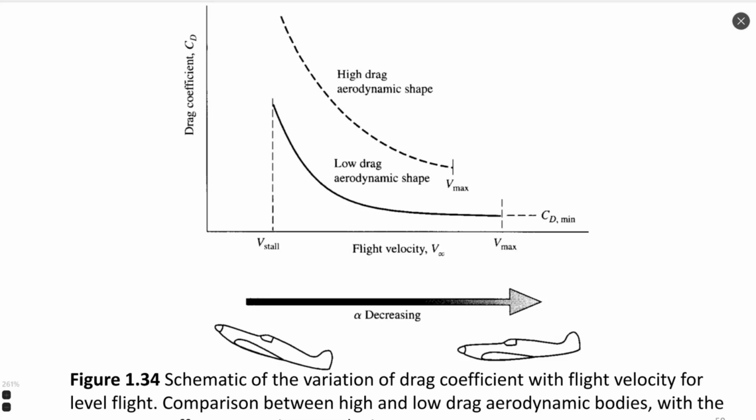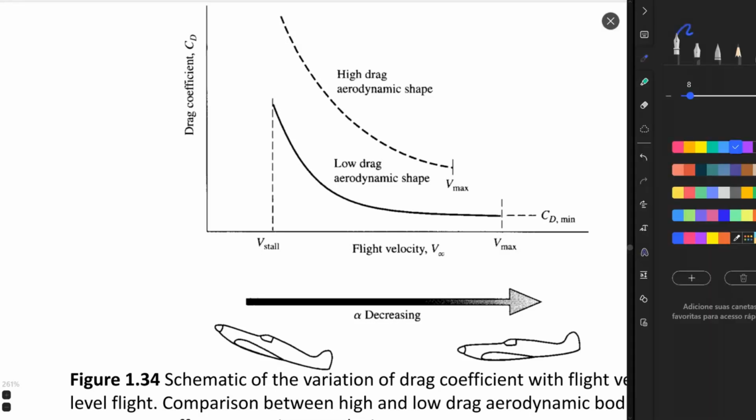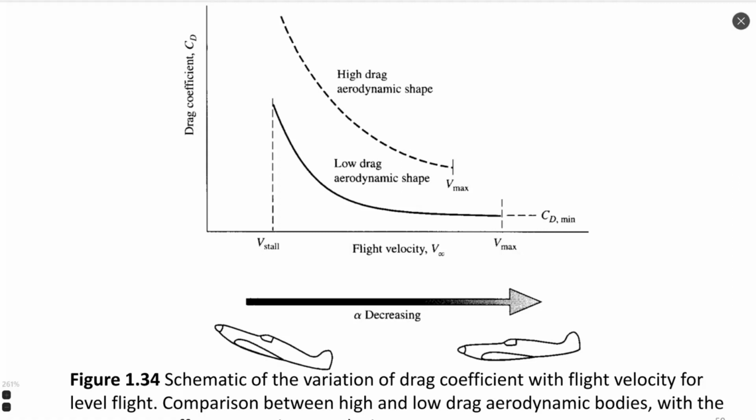Okay, let me write here. Let's use this color here: that CD is drag divided by Q infinite S as well. So we write that Q infinite is 1/2 of density infinite velocity infinite squared, and we multiply by our area.